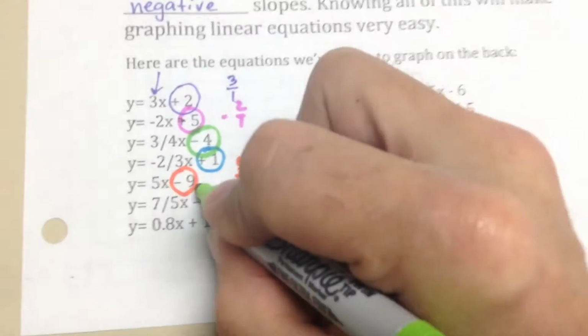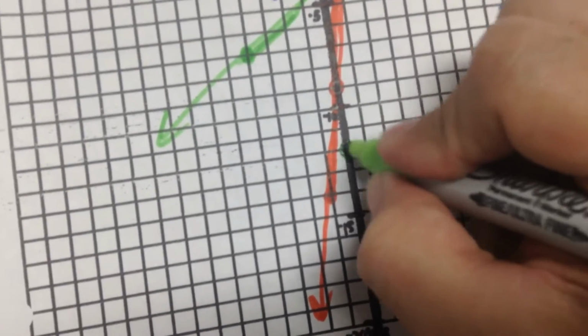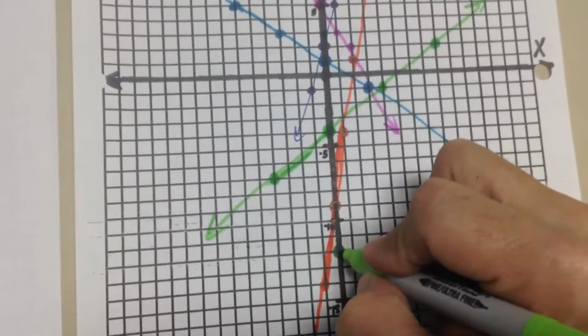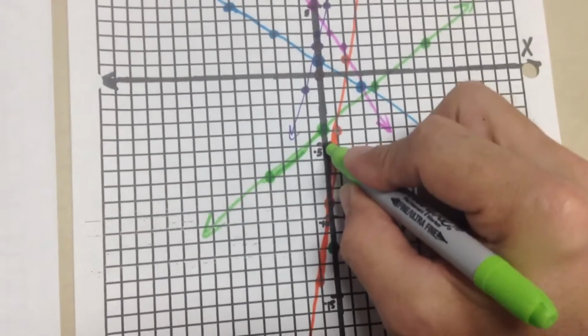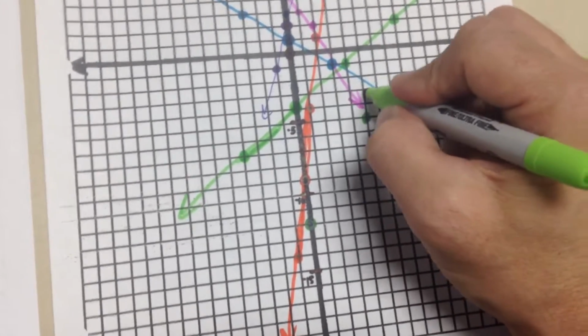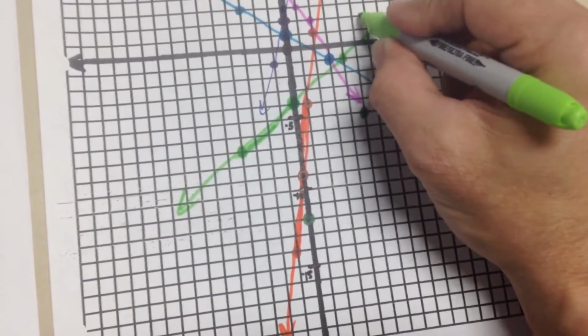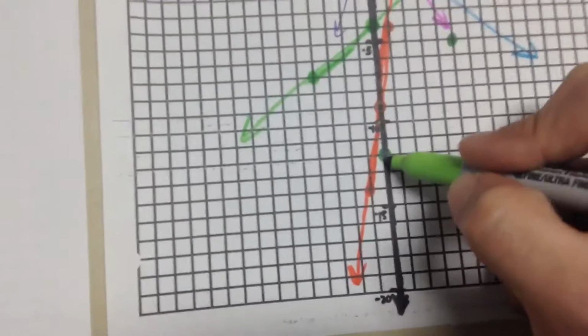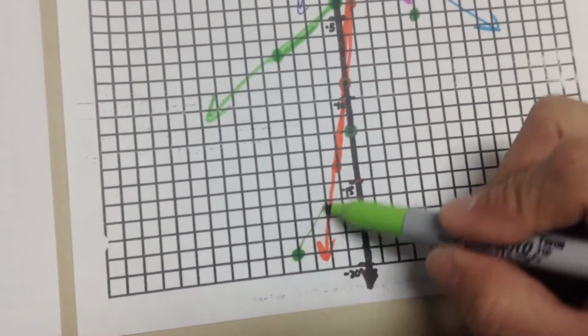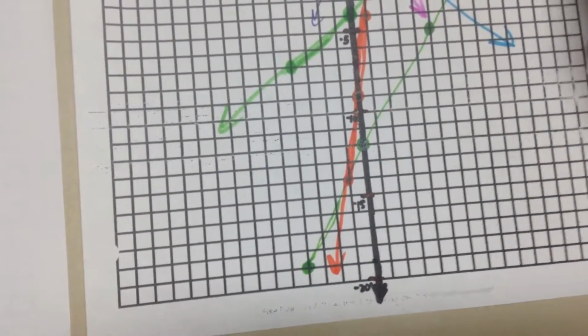7/5 x minus 12. Again, our starting point, negative 12. So I come down here to negative 12, which is right here. My slope is 7/5, 7 over 5. So that tells me from here, I rise 7, 1, 2, 3, 4, 5, 6, 7, and then I run 5, 1, 2, 3, 4, 5. There's that point. And I say, do I have room down here? Yeah. Down 7, so down to here, and left 5 puts me right there. And as you can see, again, we have our straight line.